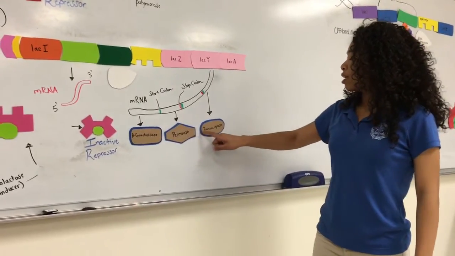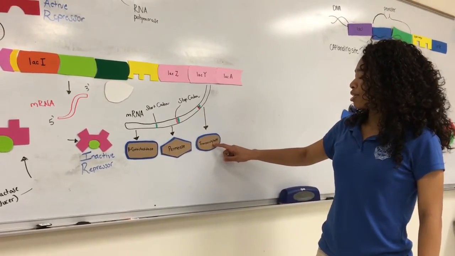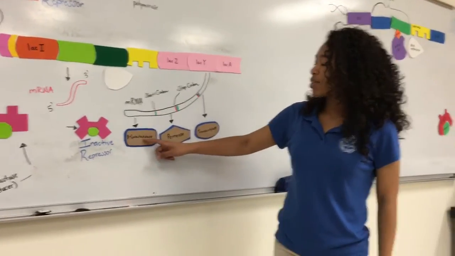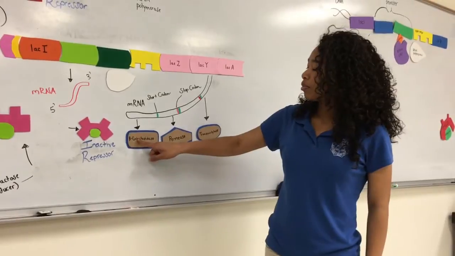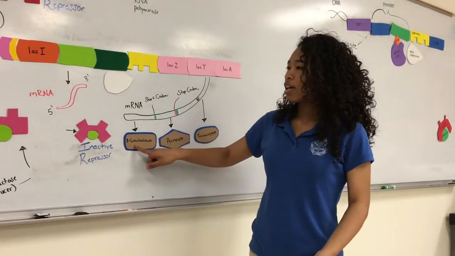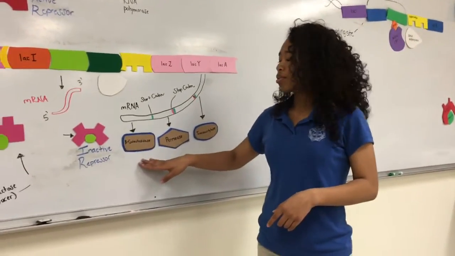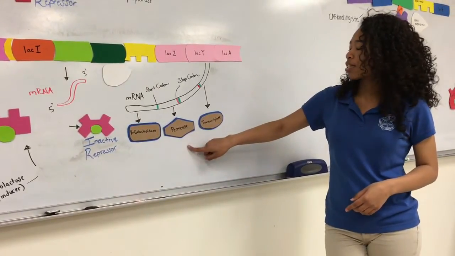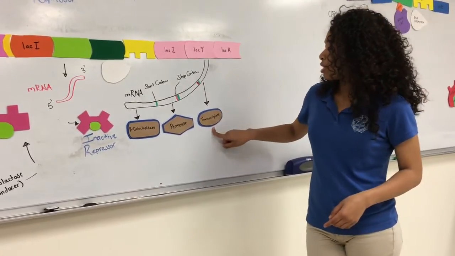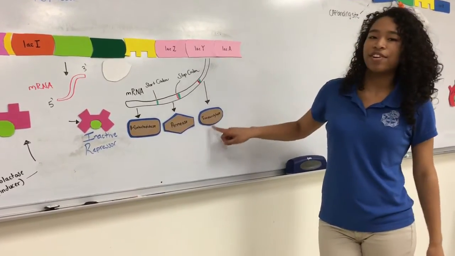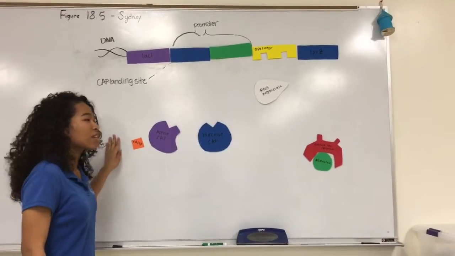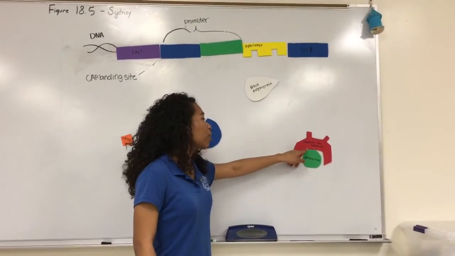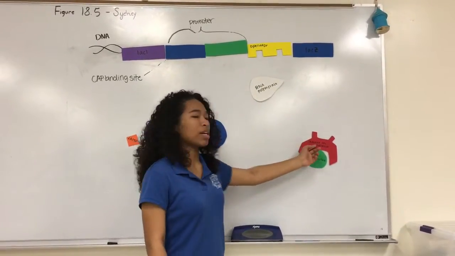And these genes code for beta-galactosidase, permease, and transacetylase. And so beta-galactosidase hydrolyzes lactose to glucose and galactose, and permease allows lactose to enter the cell, and transacetylase has no known function. So lactose is present, so then allolactose binds to the repressor, which makes it an inactive repressor.